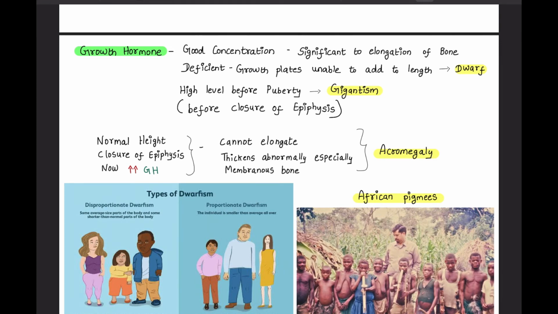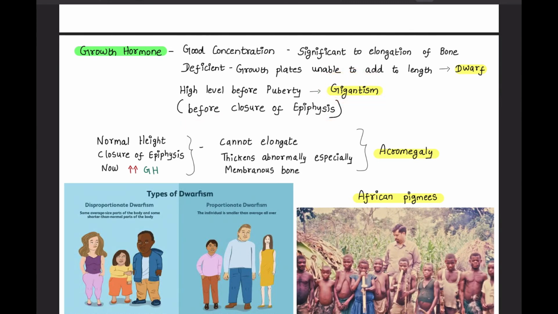So in gigantism, before closure of the epiphysis, that is before the fusion of epiphysis and diaphysis, if the growth hormone level is high... usually the closure of the epiphysis will happen at the end of puberty. So before puberty or during puberty, we have seen already that growth hormone is very active, produced in a pulsatile fashion during the pubertal time. So if a person has a high level of growth hormone during pubertal time or before puberty, before closure of epiphysis, it will lead to gigantism.